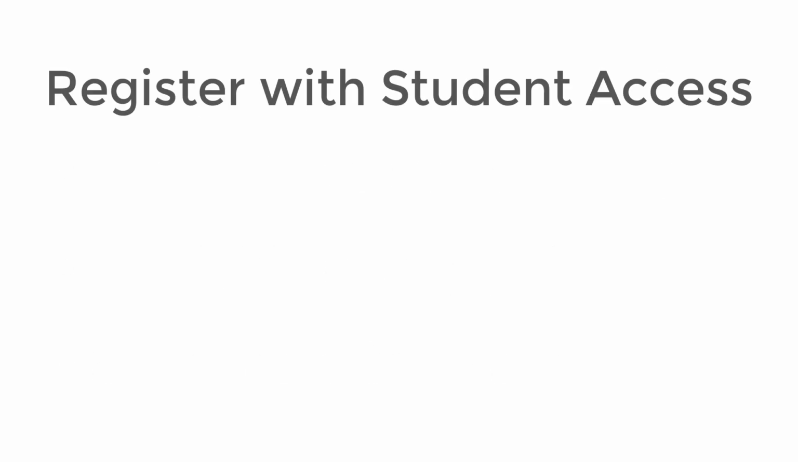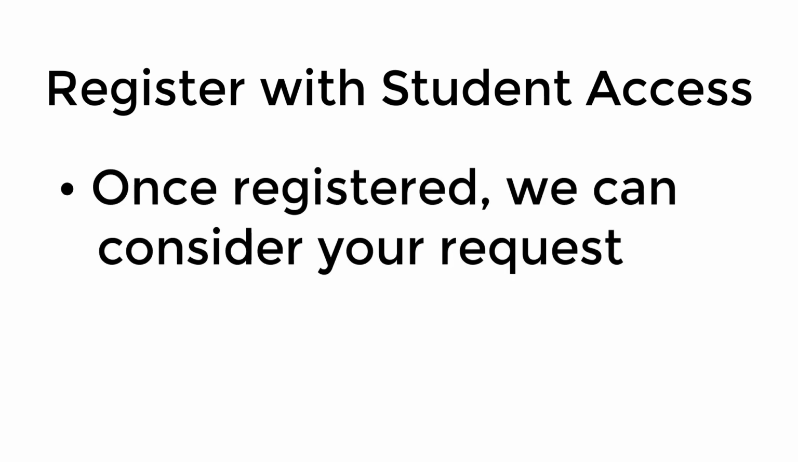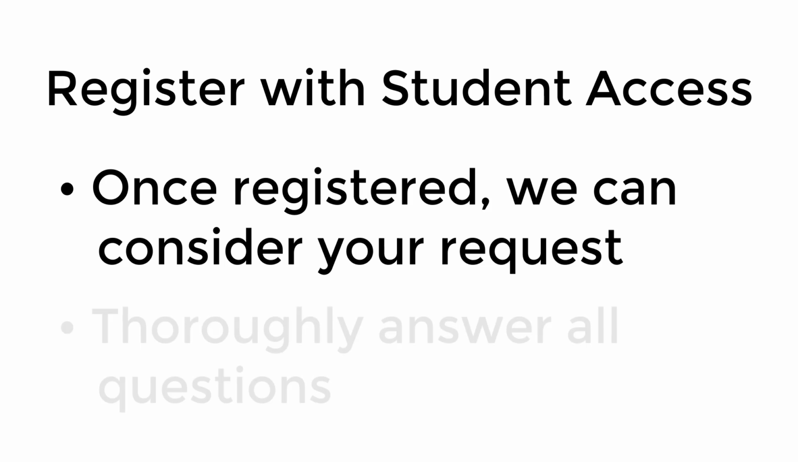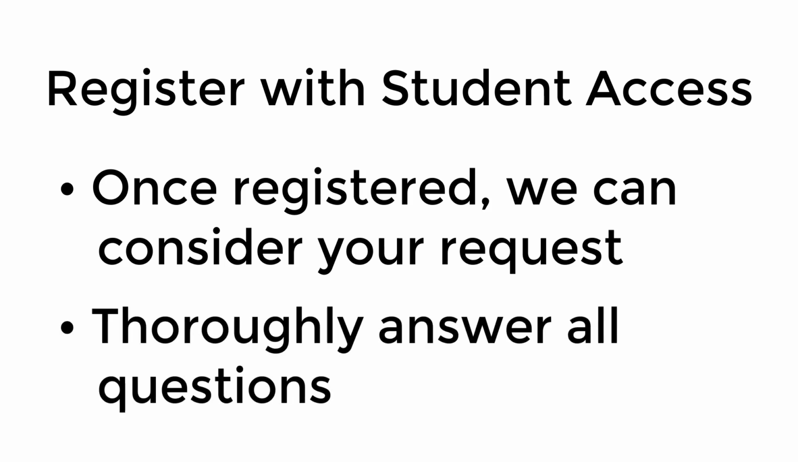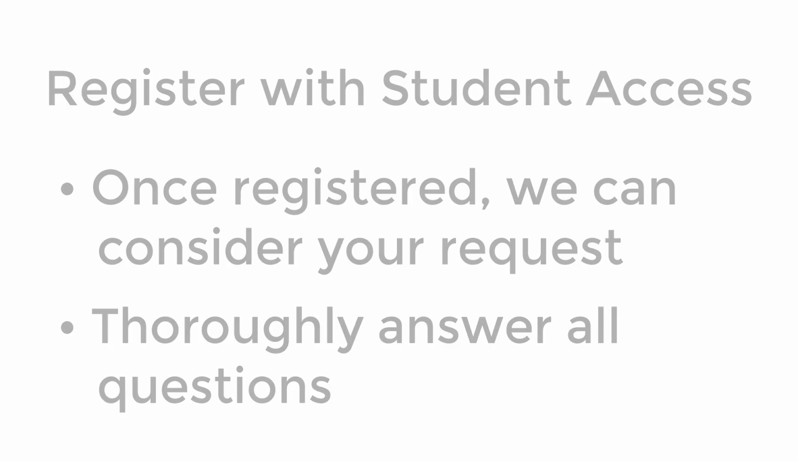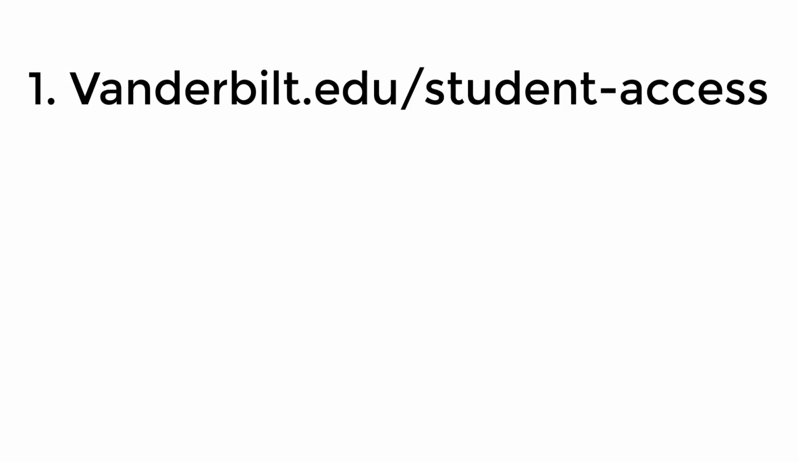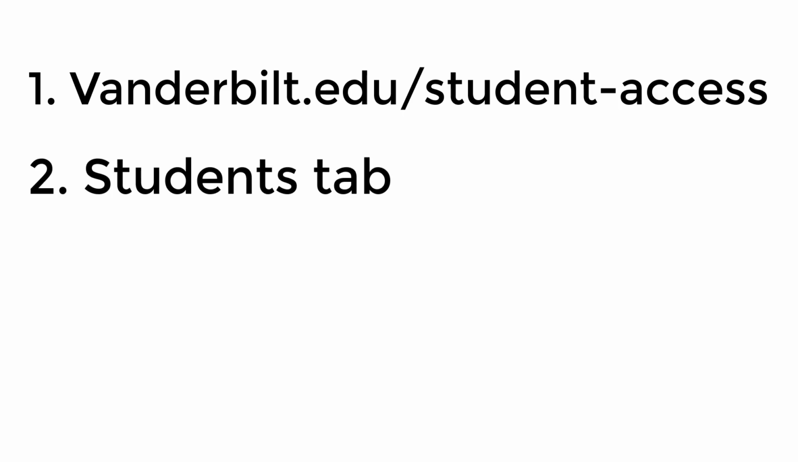The steps in this video will help you to register with the Vanderbilt Student Access Office. Once registered, we can begin the process of considering your accommodation request. Please take the time to thoroughly answer all questions on the application. First, go to our website at vanderbilt.edu/student-access and click on the Students tab.